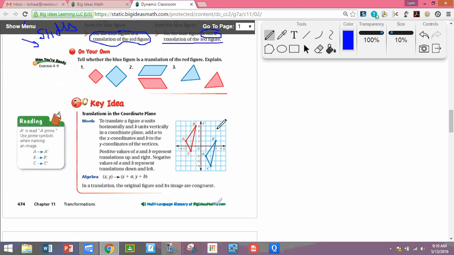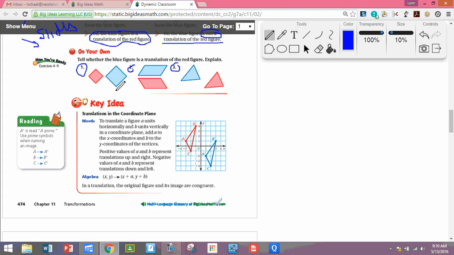Okay, so what I would like you to do is pause your computer, and I would like you to do 1, 2, and 3, telling me if it's a translation or not, and why it is or is not. And then when you're done, you can come back.